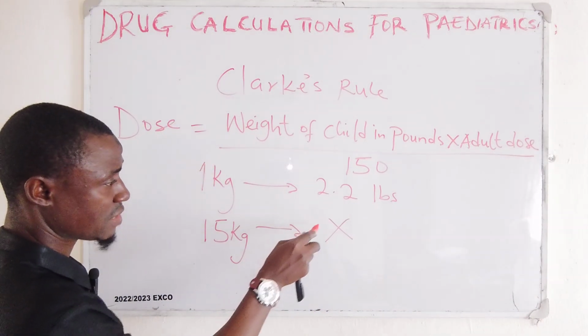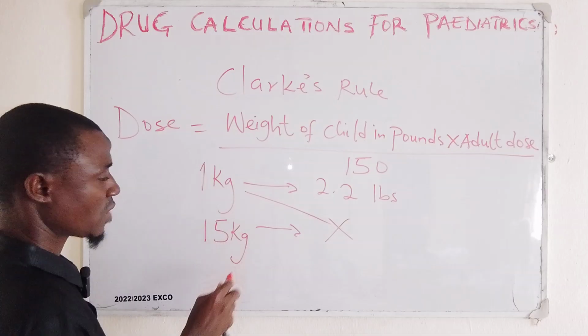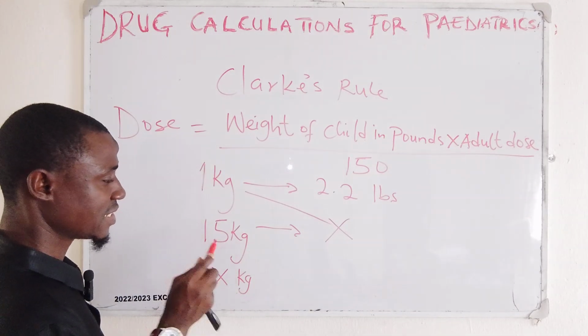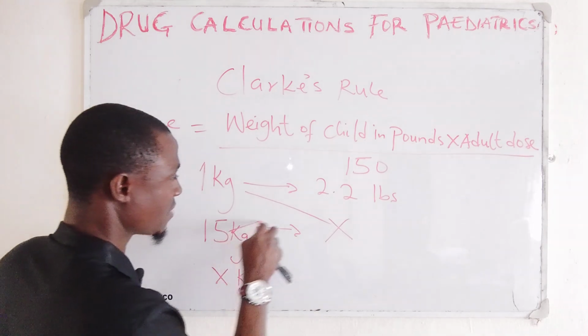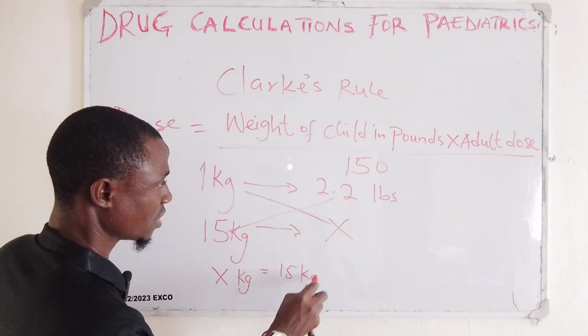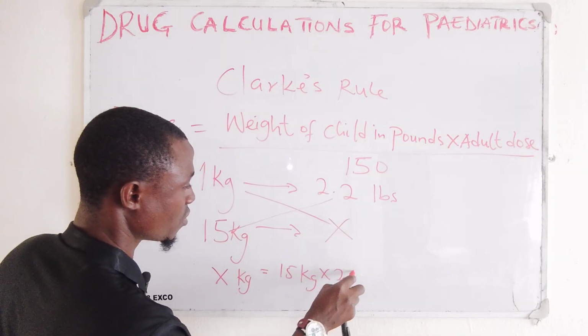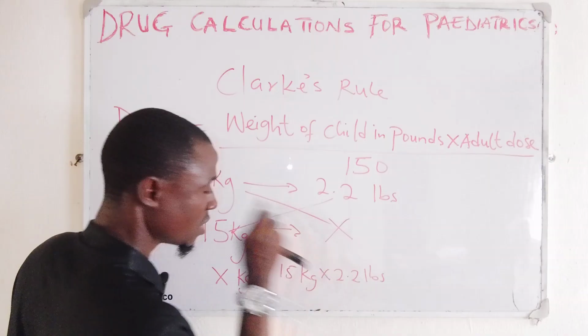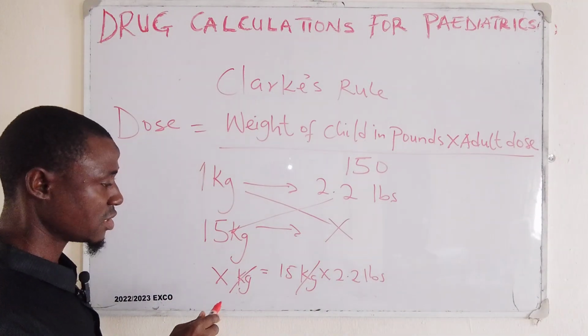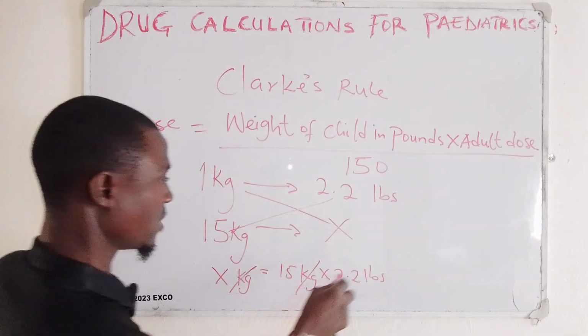Now, what do we do? Let me take it step by step. If you cross multiply, you have x kg will be equal to, cross multiplying, on this side also you have 15 kg multiplied by 2.2 pounds. Now, kg here will cancel kg here. So our x, let's go to this part.